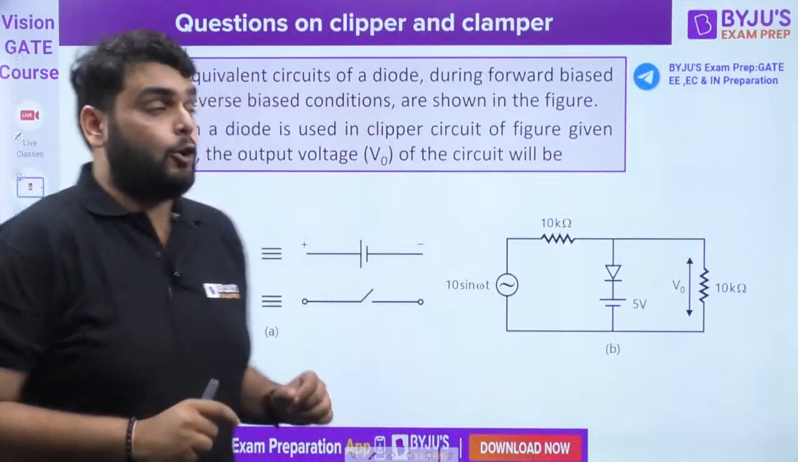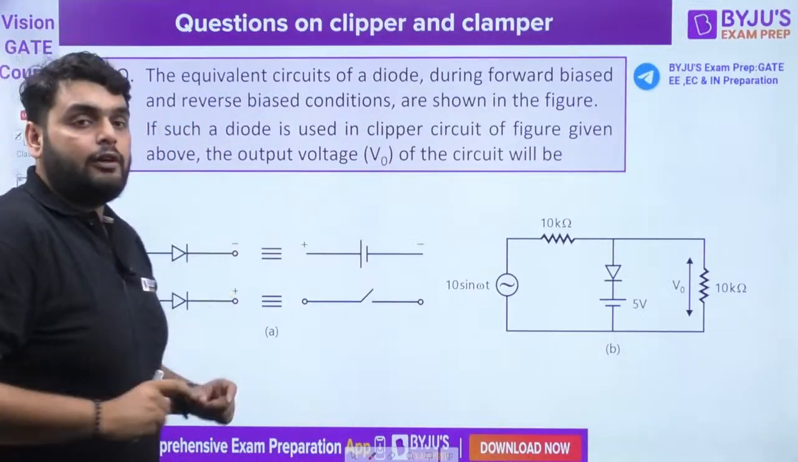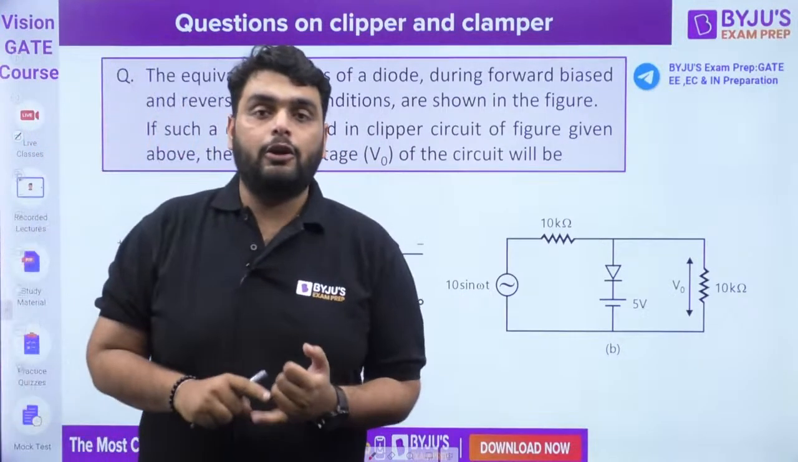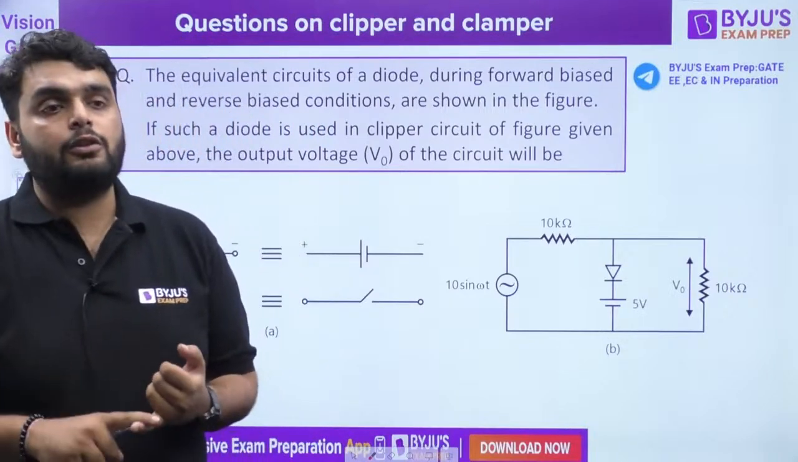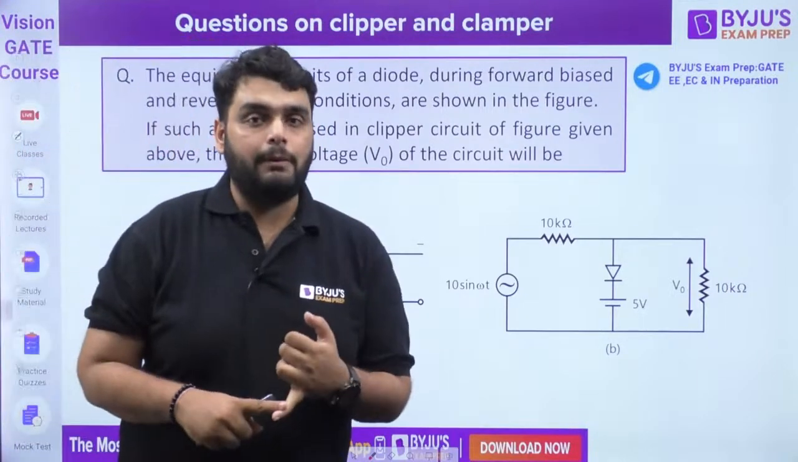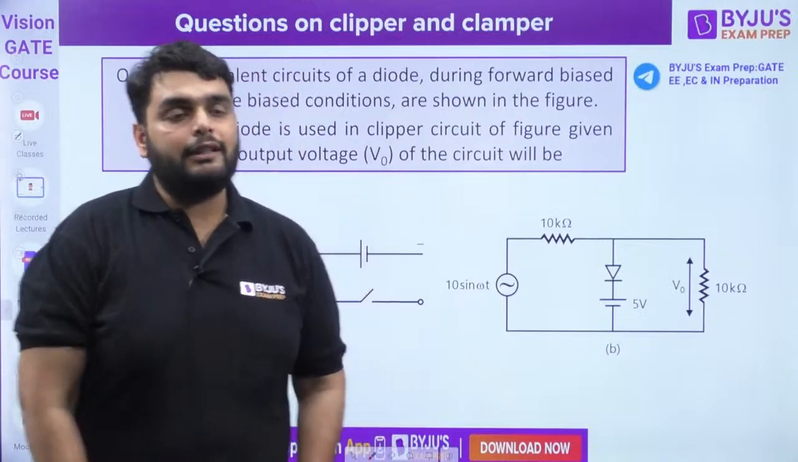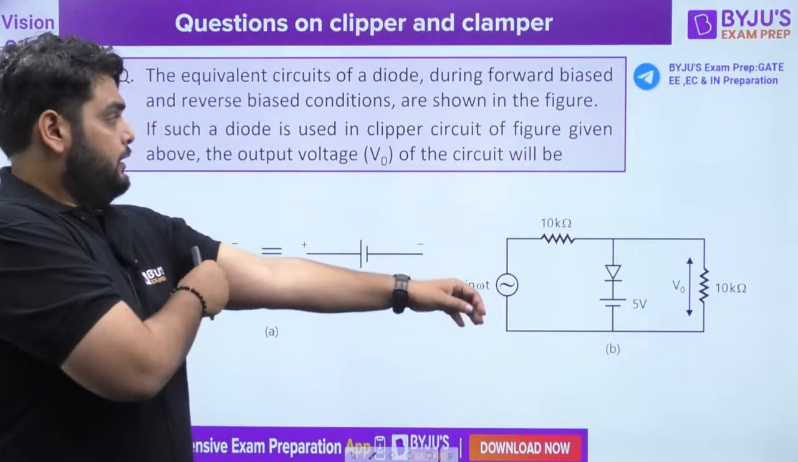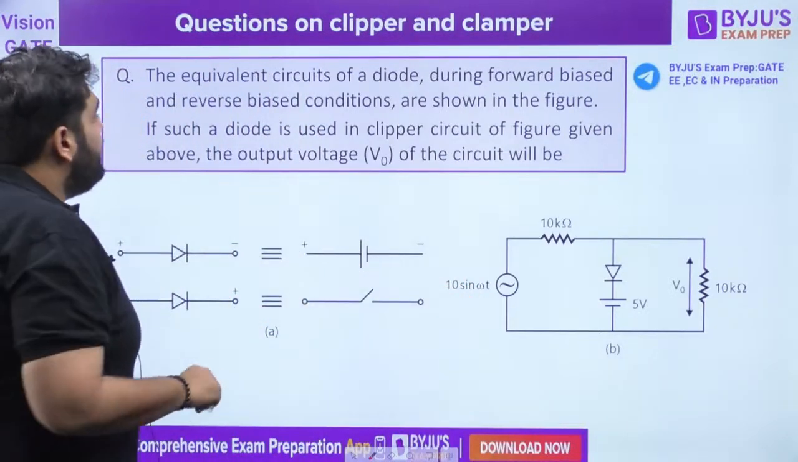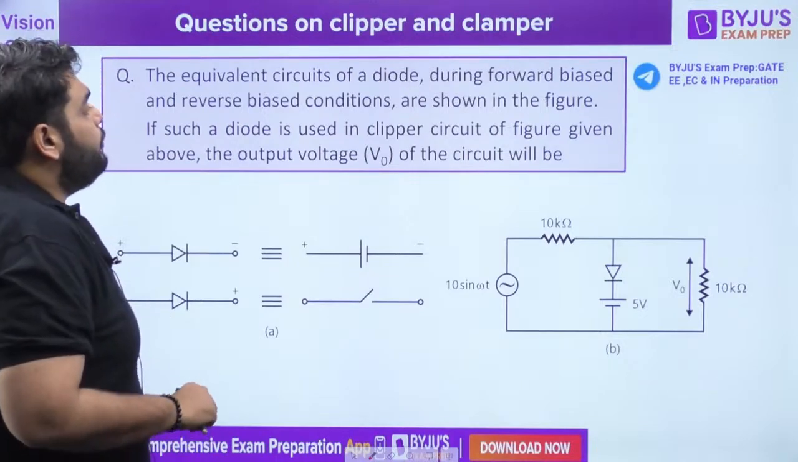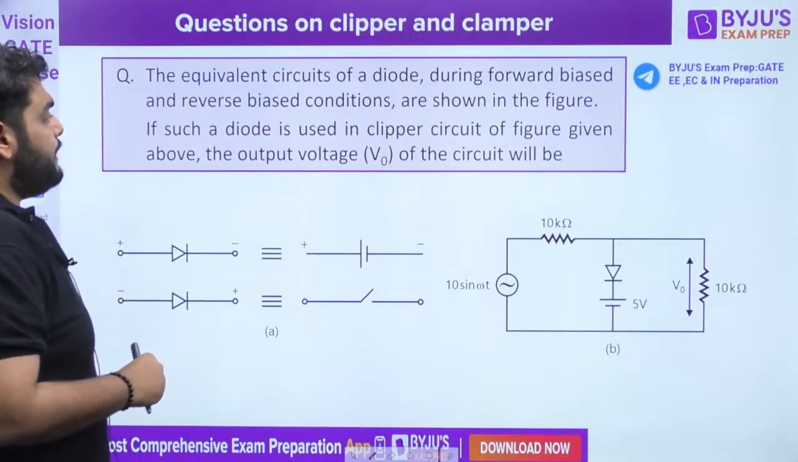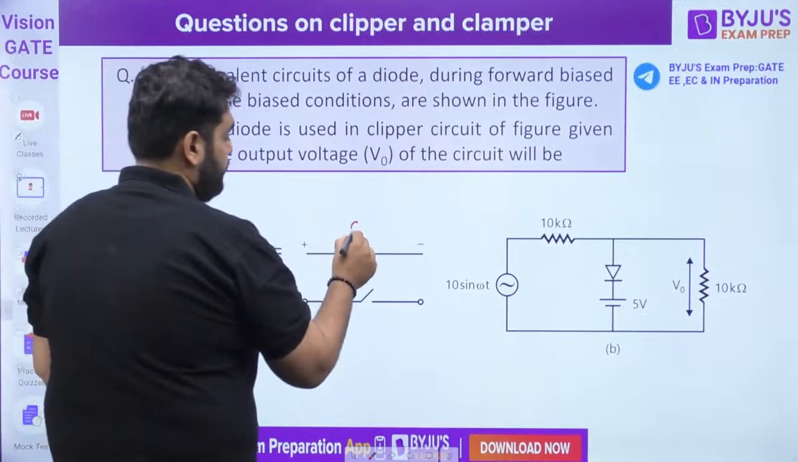Try it. We are going to solve the question using the open circuit and short circuit test. All the questions on clipper and clamper can be solved using that particular concept, so we are going to see that concept thoroughly. So let's read the question. The equivalent circuits of a diode during forward biased and reverse biased conditions are given. It's actually 0.7 here.